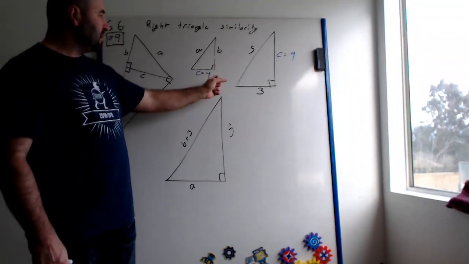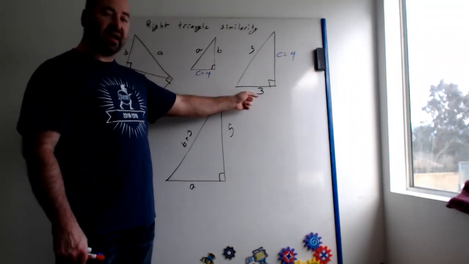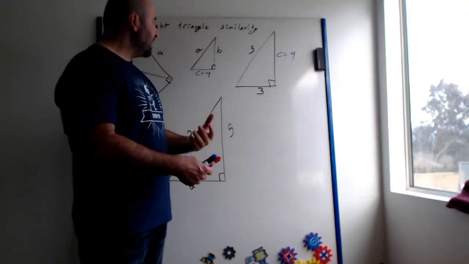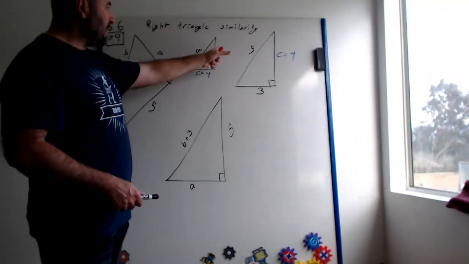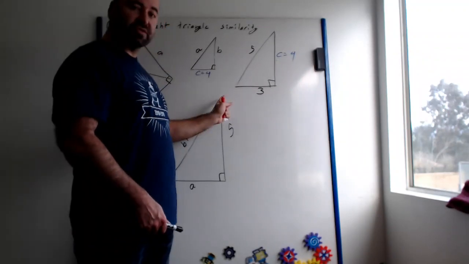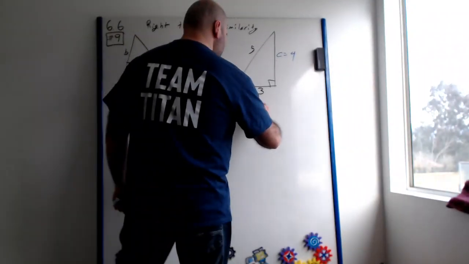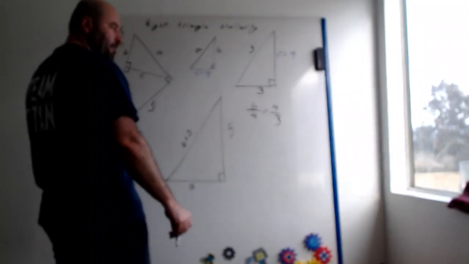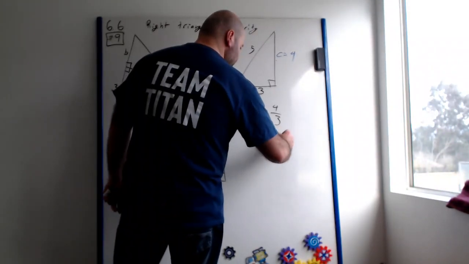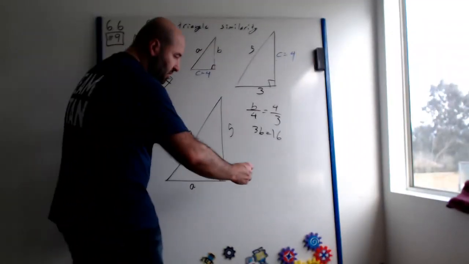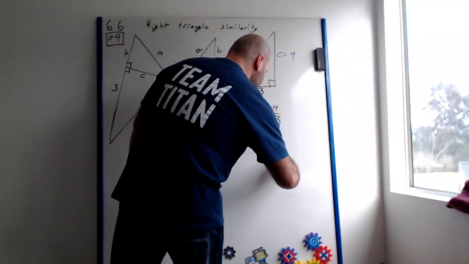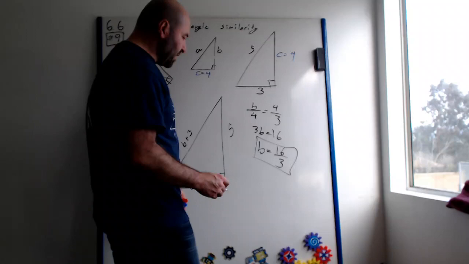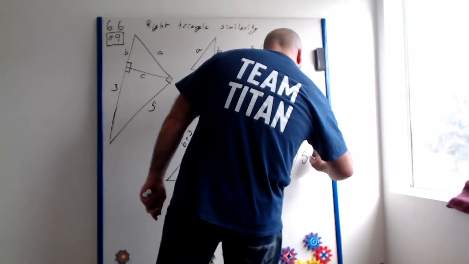So I'm going to use B and my short leg, since I have my short leg here. I don't want to use B and A because then that gives me 2 variables and that doesn't help me solve. So we're going to go long leg over short leg, long leg over short leg. So B is to 4 as 4 is to 3. 3B is equal to 16. And so B is 16 thirds. And you can leave it like that, or if you want to convert it to a mixed number, 5 and 1/3.